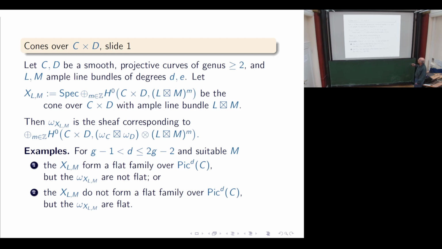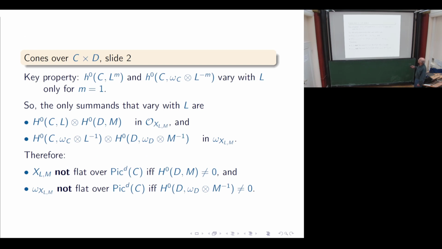I could go down to 1, but there would be finitely many of these that I would have to compute. But with this range, it is easy to see that these vector spaces, these numbers, depend on L only for M equals 1. As I said, only H^0 of C, L, and then it indeed varies. And here omega_C tensor L^{-1}, which means that that was O_X, and here the only summand that might change is this one. And then for omega, the only summand that might change is this one. The second part is constant. I'm not varying M.